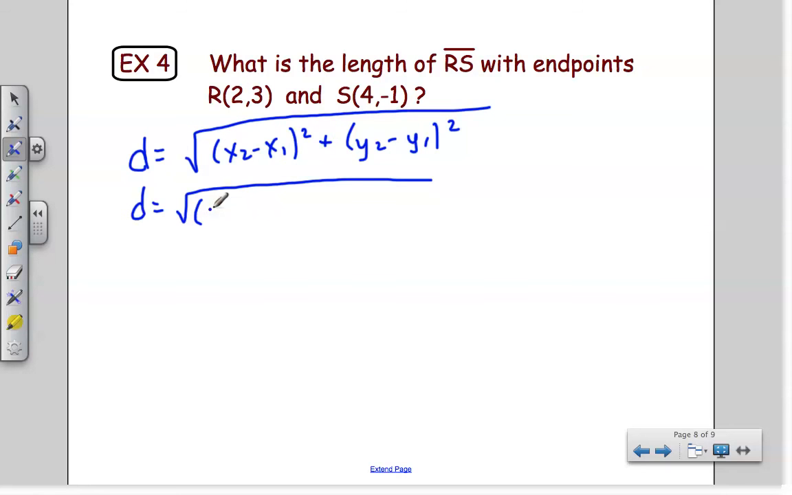So here the x is 2 minus, make sure you subtract the other x, which is 4. Quantity squared plus, now I'm going to make sure I subtract the y's and square it. The y here is 3. Minus, the y of this point is negative 1. Notice I'm subtracting a negative 1 here, so I'm really adding 1.